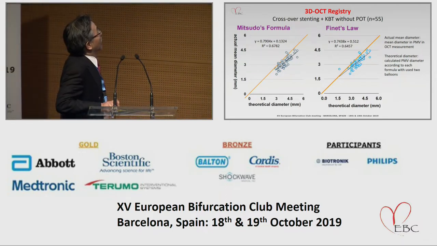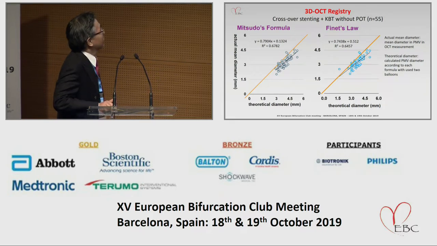I investigated whether Mitsudo's law accurately estimates the dilated area of the proximal main cell. We selected 55 cases with crossover stenting followed by kissing balloon inflation without POT in the 3D OCT bifurcation registry. That means the proximal main cell is only dilated by kissing balloon inflation. Here you can see there is a positive correlation between the theoretical diameter and the actual mean diameter.